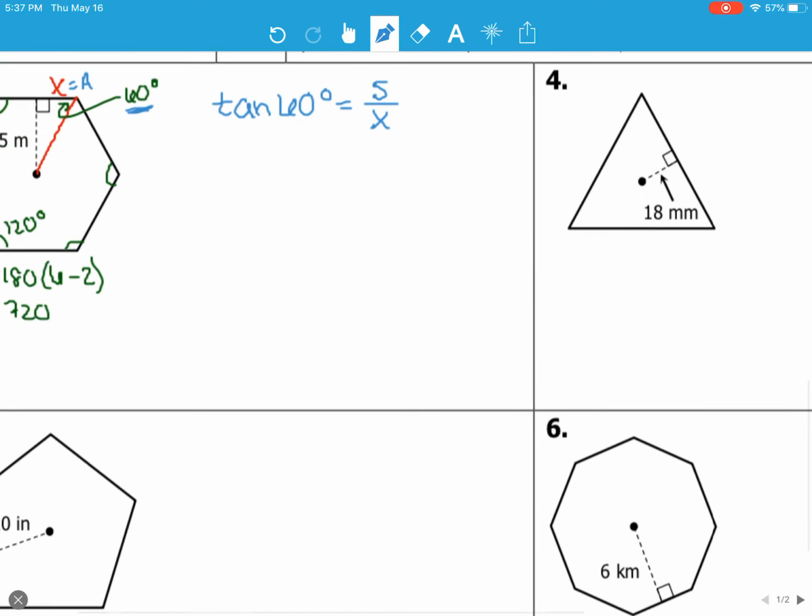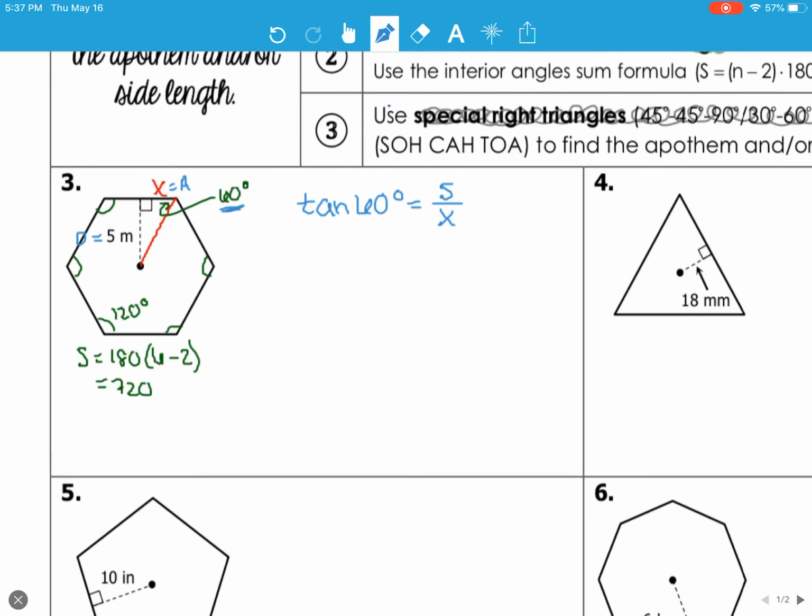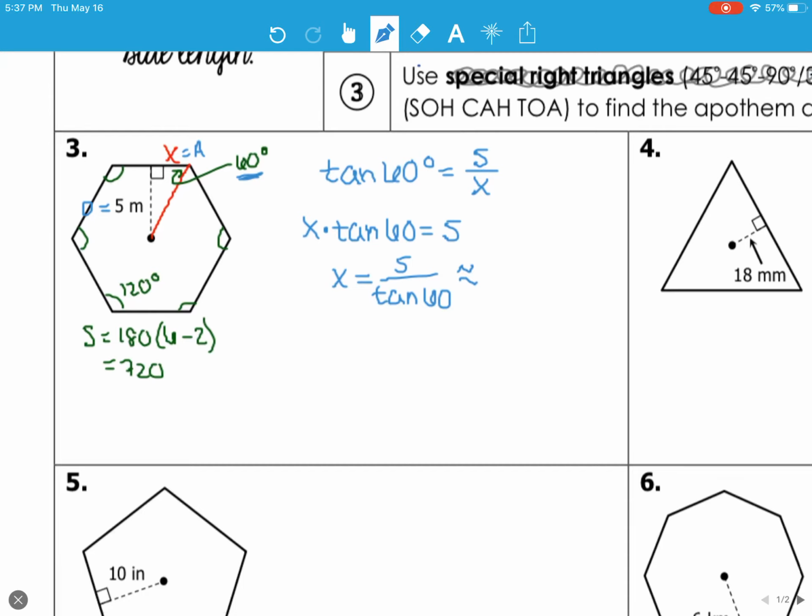Now I go through and I solve this. First things first, I'm going to multiply both sides by x. Then I'm going to divide both sides by the tangent of 60. Now, please make sure that your calculators are in degree mode, and then figure out, to the nearest hundredth, what is 5 divided by the tangent of 60? And that's going to be 2.89 approximately.